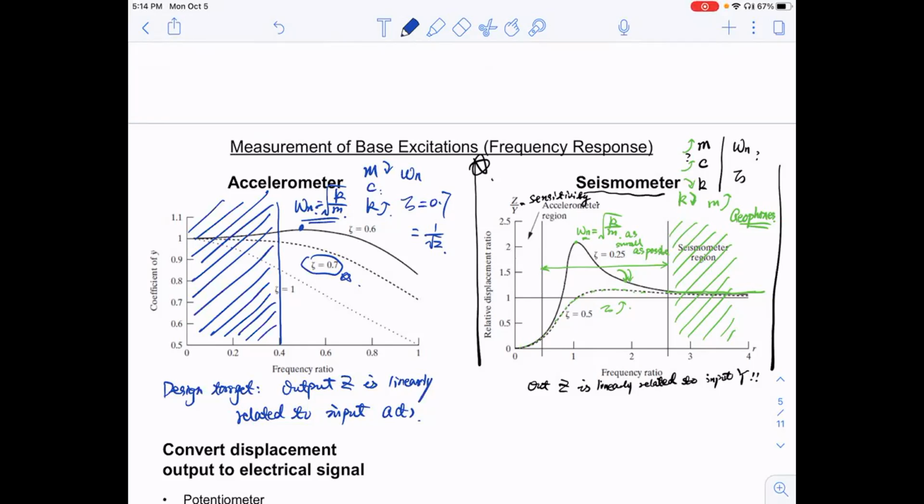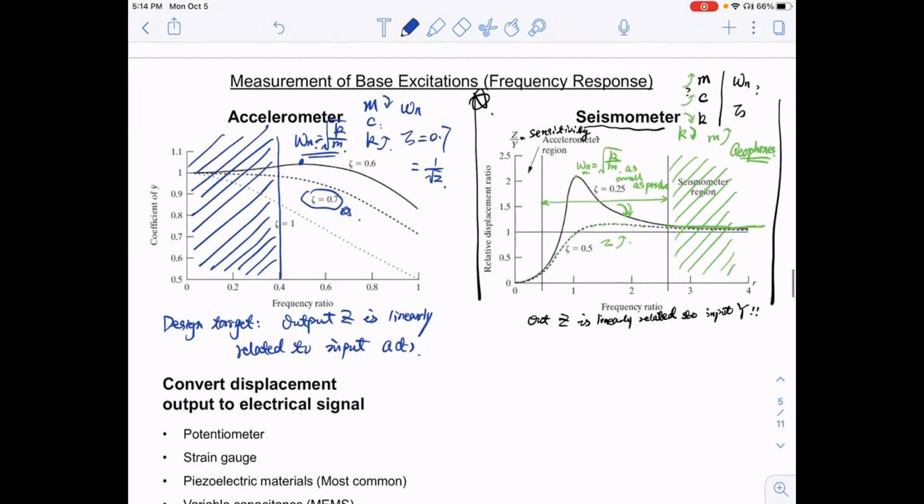So it's very different from the seismometer. For instance, in this case, you want higher stiffness, smaller mass. So that's why an accelerometer is very small. I used to have a video showing the accelerometer in your cell phones. They call these MEMS devices. It's actually micro scale. So that's why the accelerometer is much more common in vibration measurement, right?